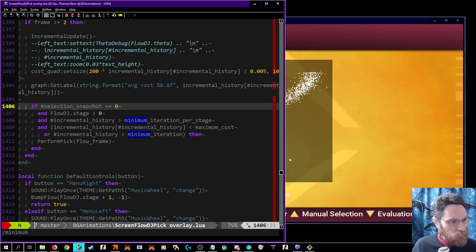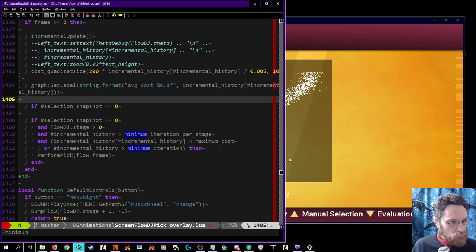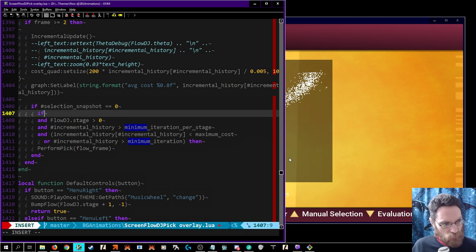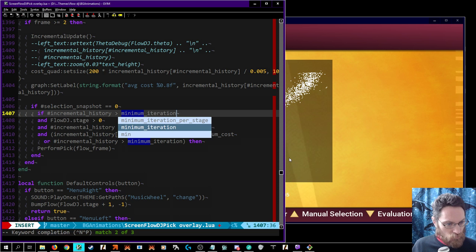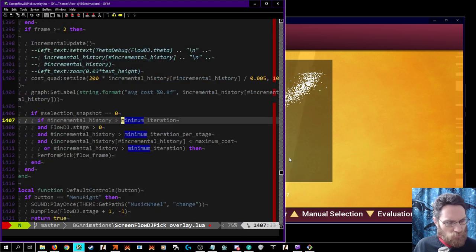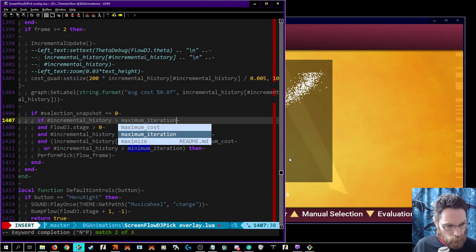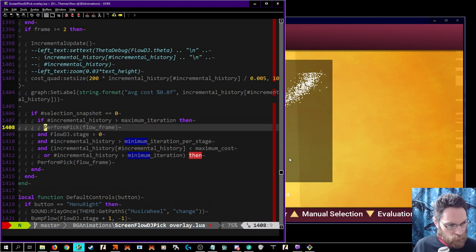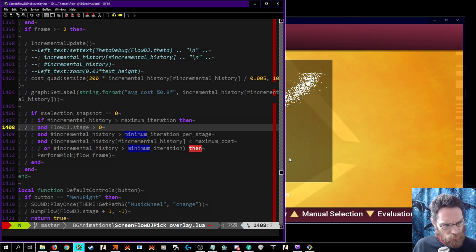Because there is still a stage where if we have no selection, then we have two conditions. If incremental history is greater than minimum iteration. Is it maximum iteration? Yeah, maximum iteration. Then we will do this. Because and. How does an or even work into that?